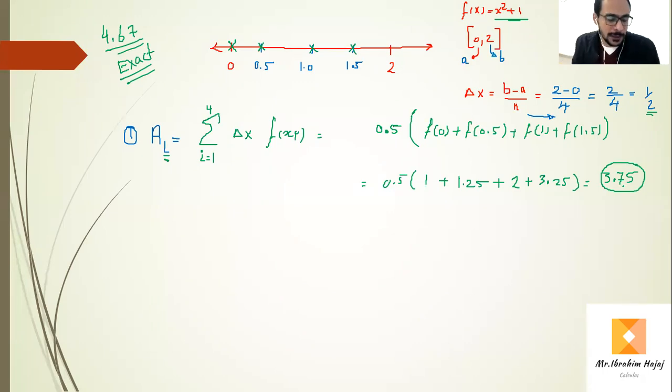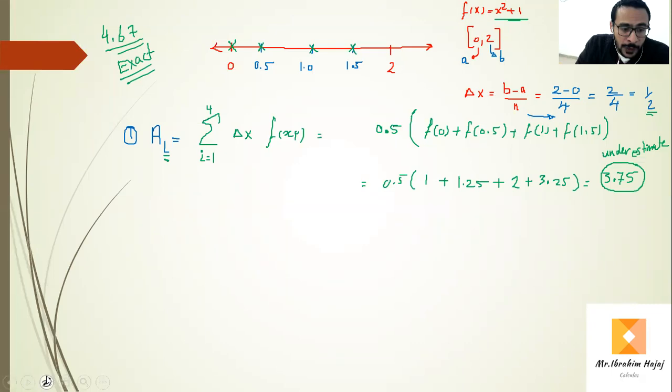3.75 and 4.67, what does that mean? This one is lower. So we say in the increasing function x squared plus 1, when you find the approximate area using the left endpoints rule, your estimation will be an underestimate. Always in increasing functions, and vice versa in decreasing functions like 1 over x and so on.